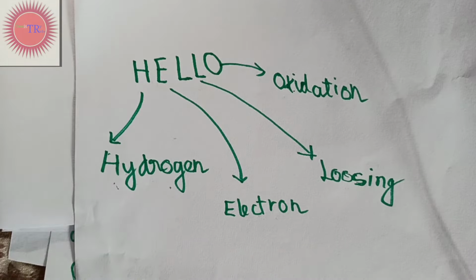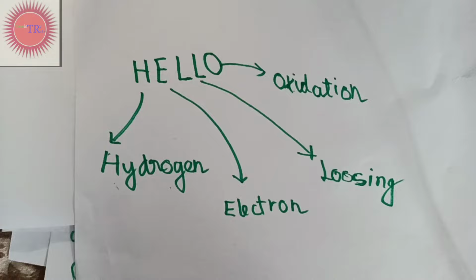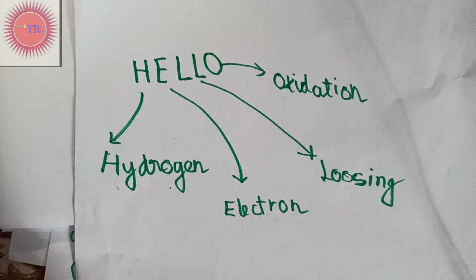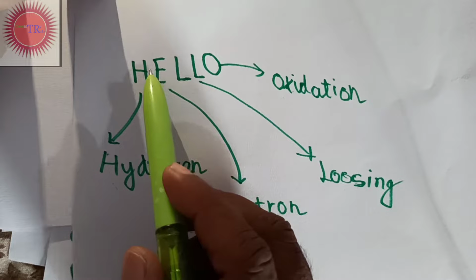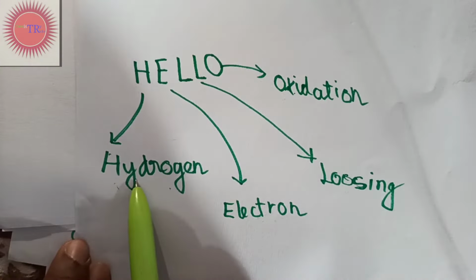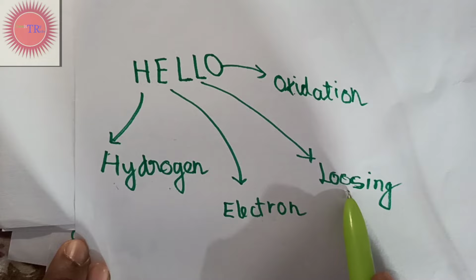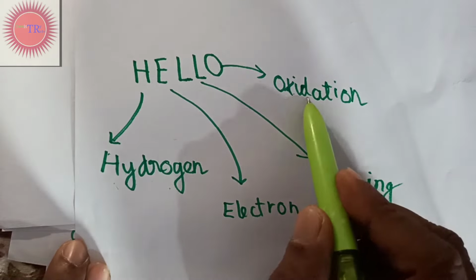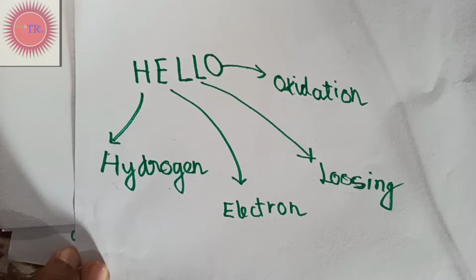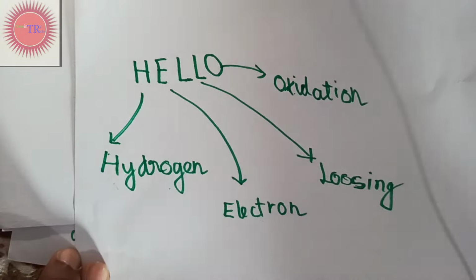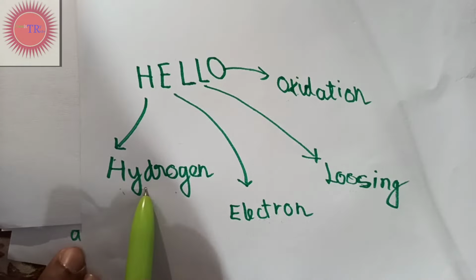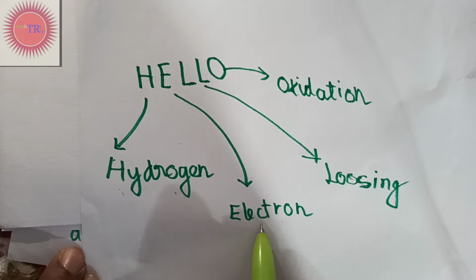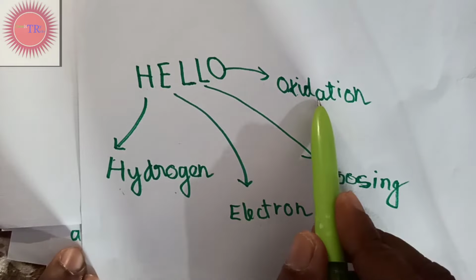Previously I told you that oxidation is the addition of oxygen. The first definition is that oxidation is the addition of oxygen, and the other definition is by this HELO trick: hydrogen, electron, losing, oxidation. It means if any element loses hydrogen or loses electron, it is called oxidation.